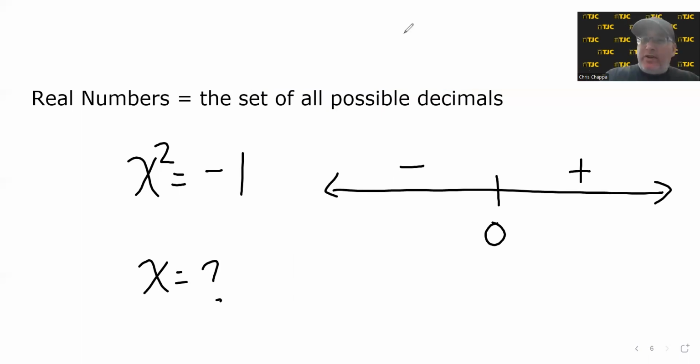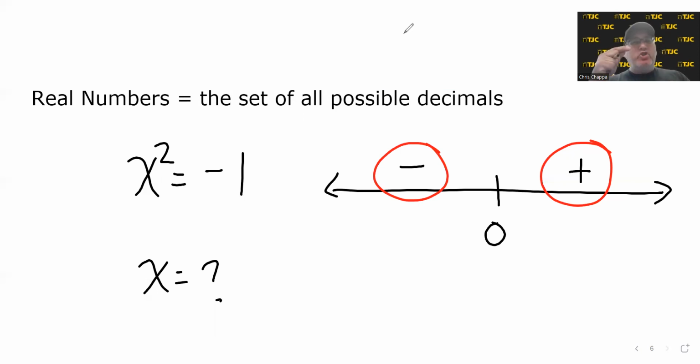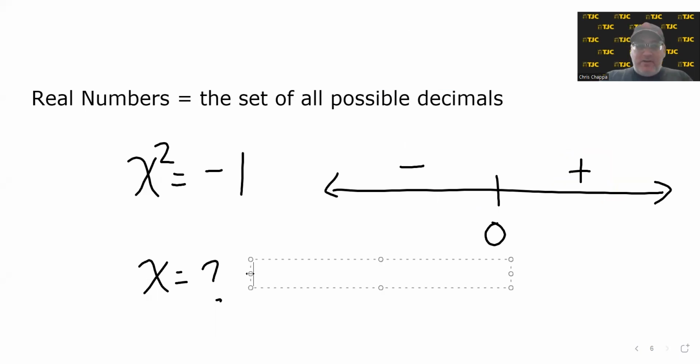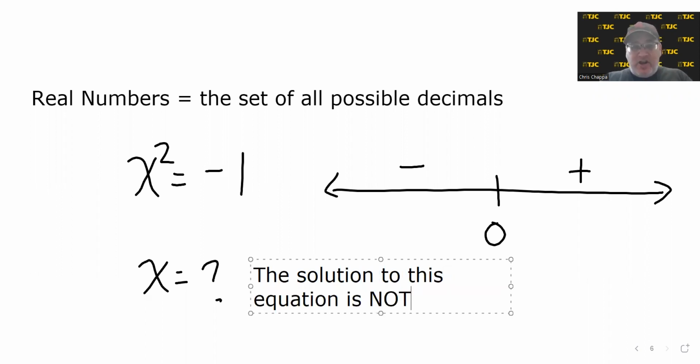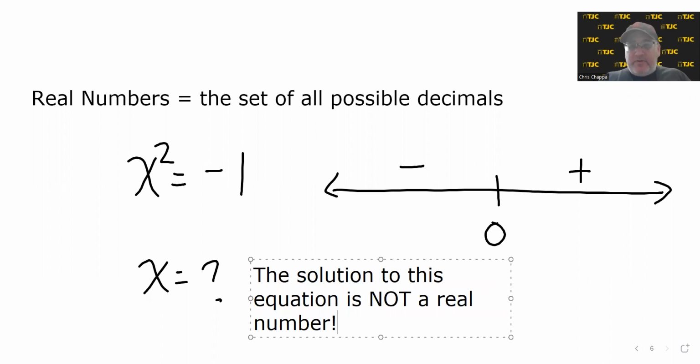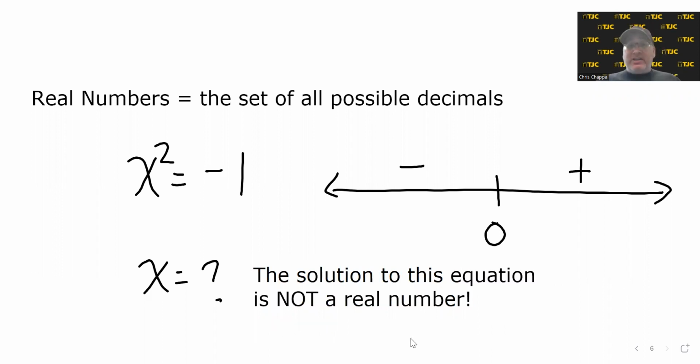Well, we couldn't pick a positive number because when you take a positive number times a positive number, it's positive. We couldn't take a negative number because when you take a negative number and square it, multiply by itself, negative times negative is positive. And clearly 0 doesn't work either. 0 squared is not -1. So does this have a solution? And the answer is the solution to this equation is not a real number. So what is it, and where does it live, and what type of number does that create? Well, that's what we'll talk about in the next video.